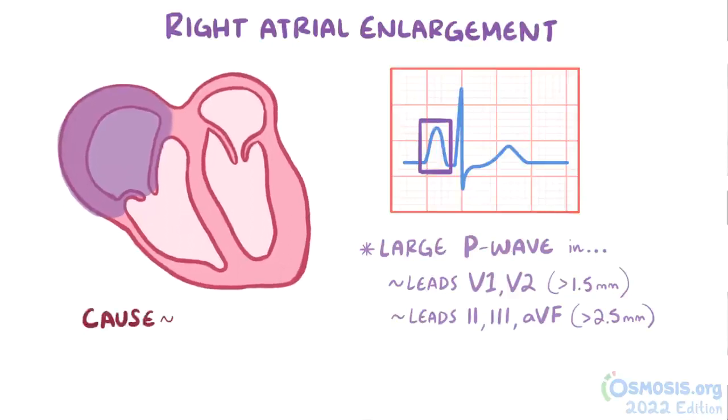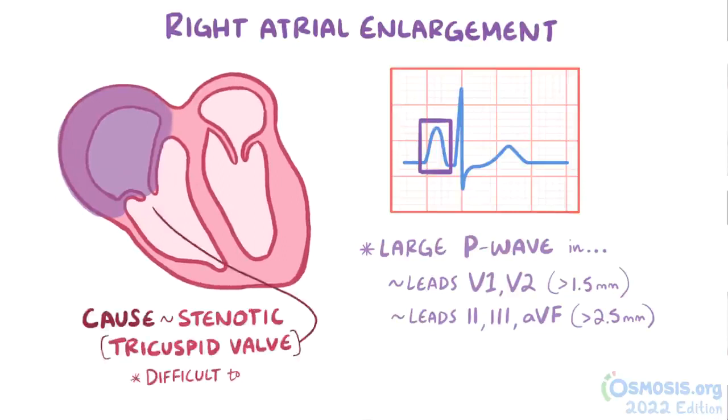One reason why right atrial enlargement develops is that there can be a stenotic or narrowed tricuspid valve, and that makes it difficult for the right atrium to eject blood into the right ventricle, and in response the right atrium enlarges.